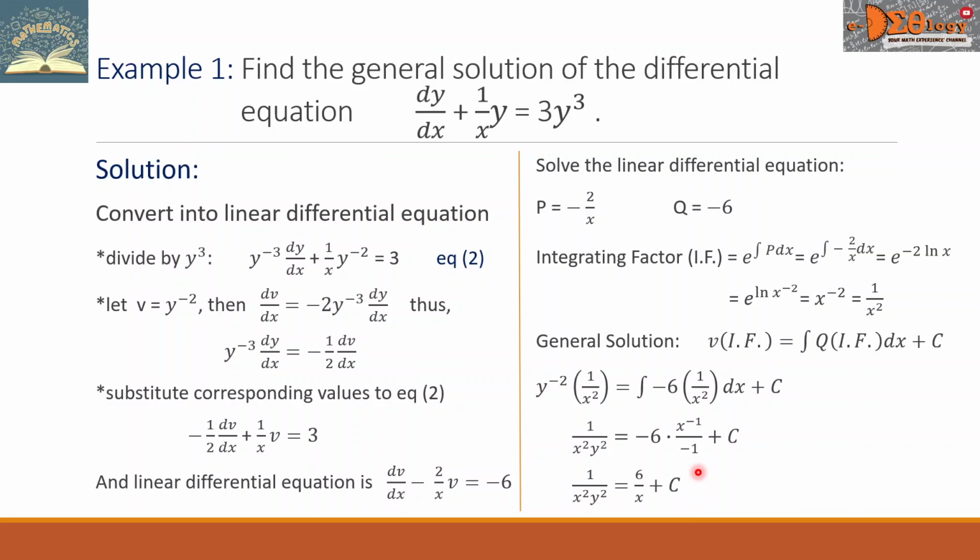Then we want to let the variable y alone on the left side. Let us multiply this equation by x squared. So we'll have this 1 over y squared equals 6x plus c x squared. This is now the final answer.